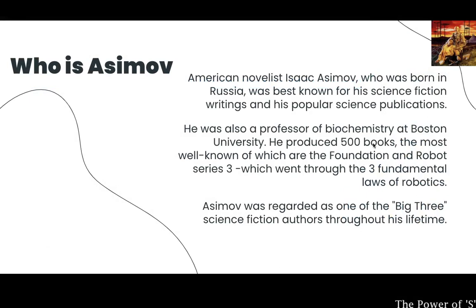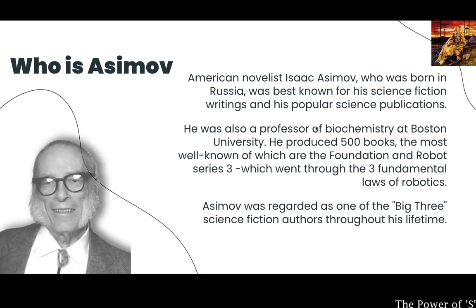Now moving on to our next subpart. Who is Asimov? Asimov is an American novelist who was born in Russia. But that doesn't matter because he's popular for his science fiction writings. He's also a professor of biochemistry at Boston. He produced more than 500 books, and the main reason he is famous right now is because of his Robotics Series 3 book, which went through the 3 fundamental laws of robotics, which we'll see in the next slide.